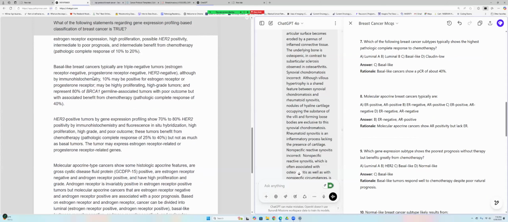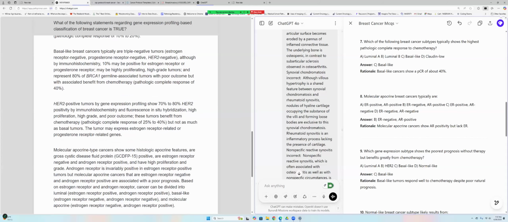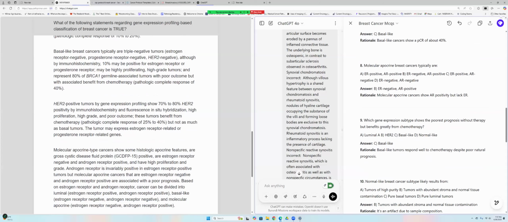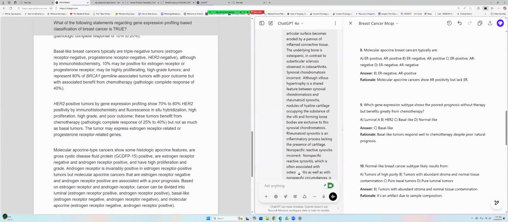Basal-like cancers are negative. Okay, let's continue. So, number 8. Molecular apocrine typically AR negative, sensor positive.